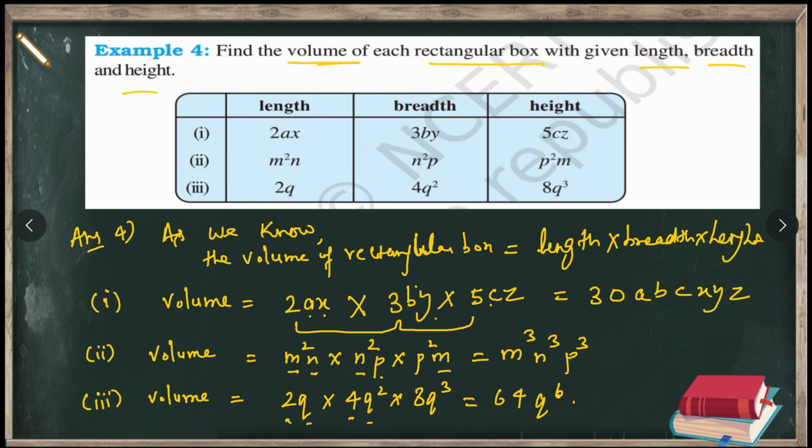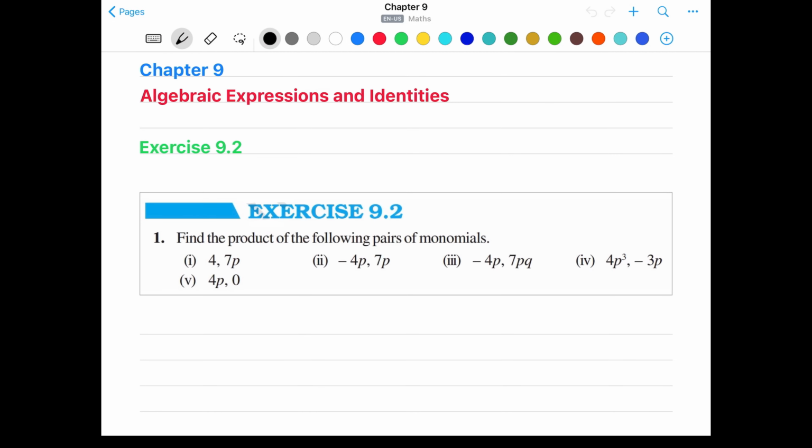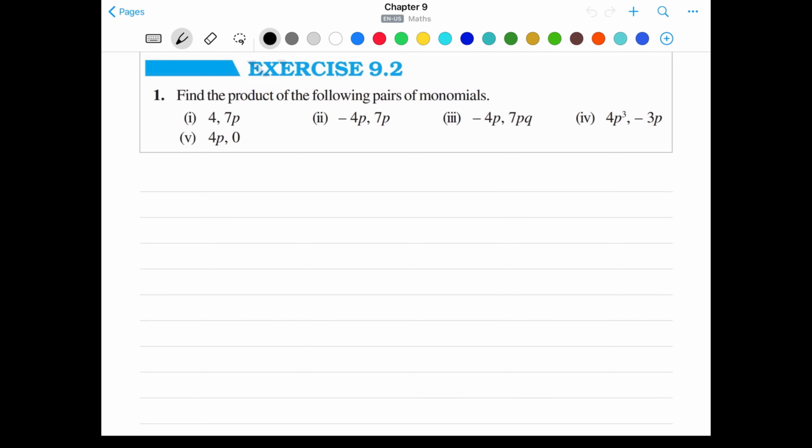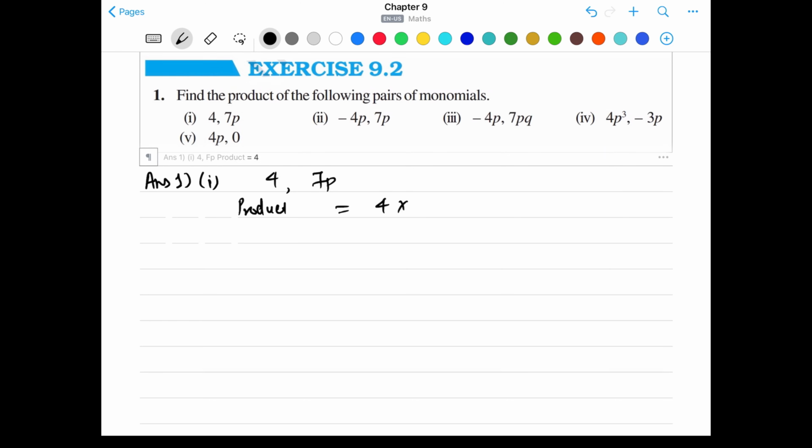Now let's start exercise 9.2. Question number 1 is, find the product of the following pair of monomials. We are given a pair of monomials, we have to find their product. So let's start with the first one. Answer number 1, part first. We are given the two monomials which are 4 and 7p. So the product will be 4 into 7p. This will be 4 into 7, which is 28p.